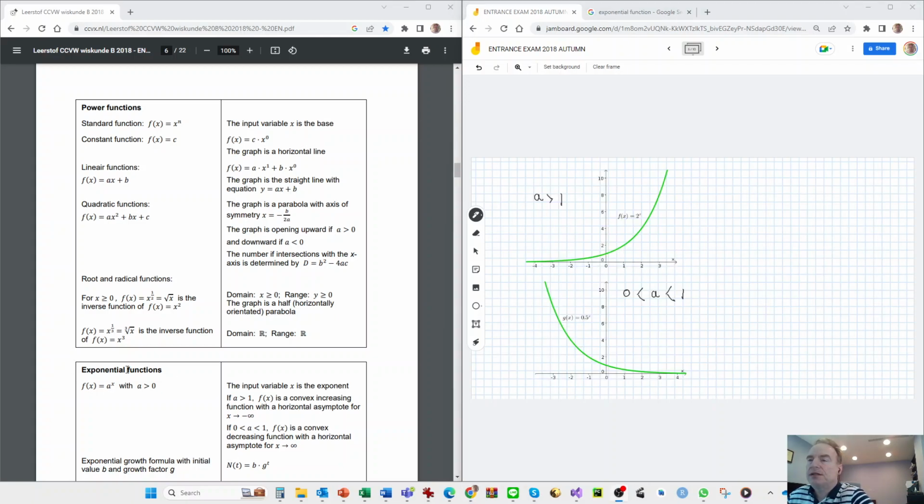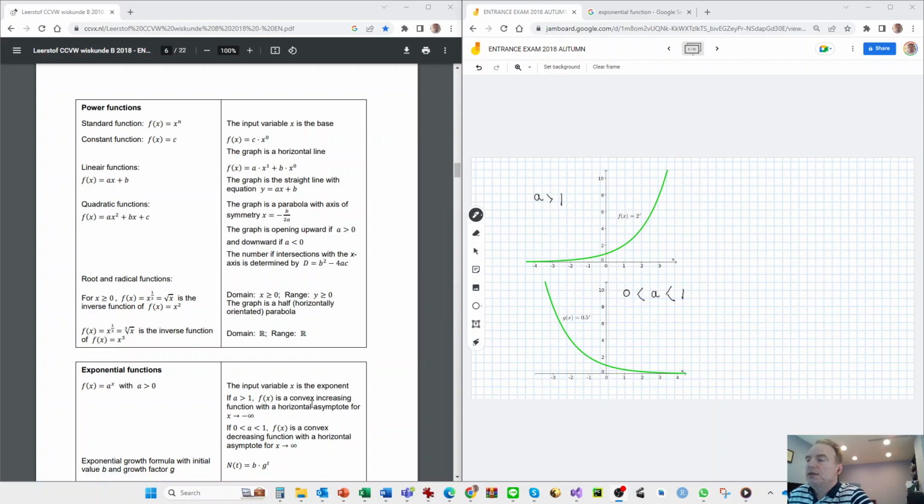Then we have the exponential functions, where x is the exponent, and you can distinguish two situations. When a is greater than 1, it's a convex increasing function with a horizontal asymptote for x going to minus infinity. So you can see here, as x goes to minus infinity, this approaches 0. And for a between 0 and 1, it's a convex decreasing function with a horizontal asymptote when x goes to infinity.